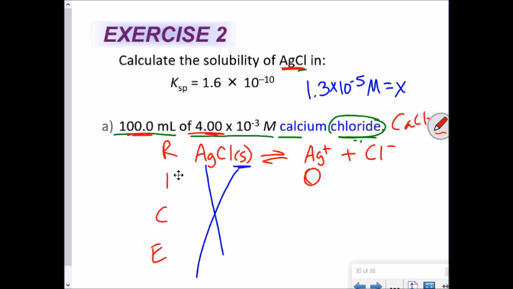So what is going to be the molarity of our calcium chloride? What do we need to do to that 4.00 times 10 to the minus 3 to get our total concentration for the chloride? Multiplied by 2. So the 4.00 times 10 to the minus 3 times 2 is going to give us 8.00 times 10 to the minus 3. So I'm initially adding this in.